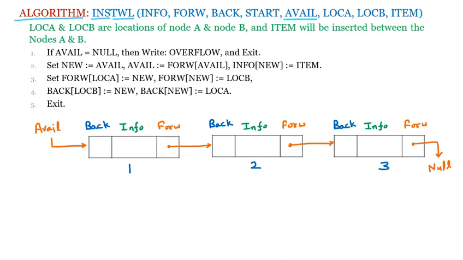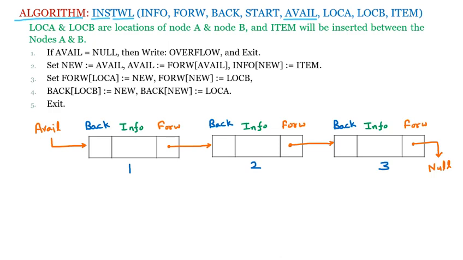So remember one thing, the avail list can never be a header linked list. It can never be a two-way list. Avail will only be a one-way list. So that is the thing we have learned. Now we are going back to the algorithm.